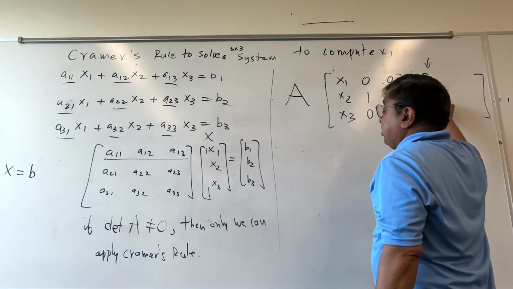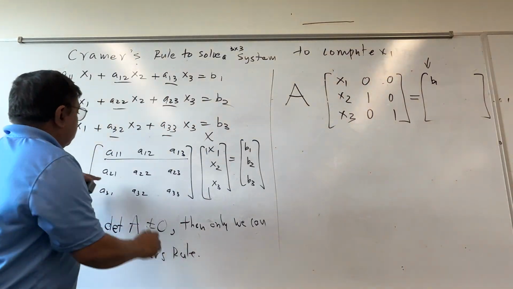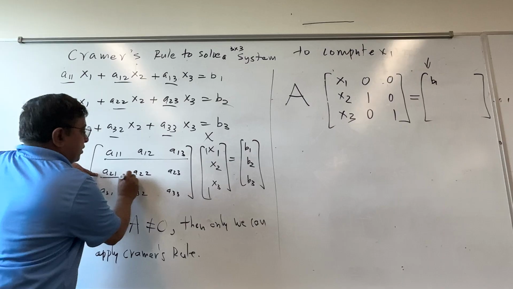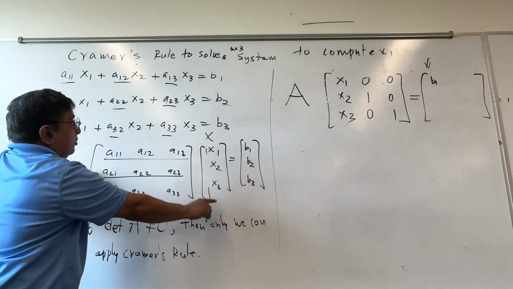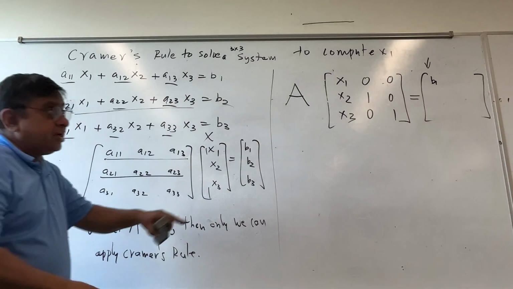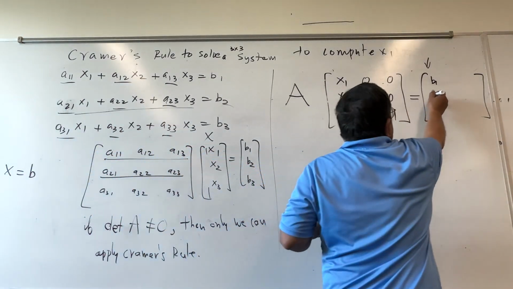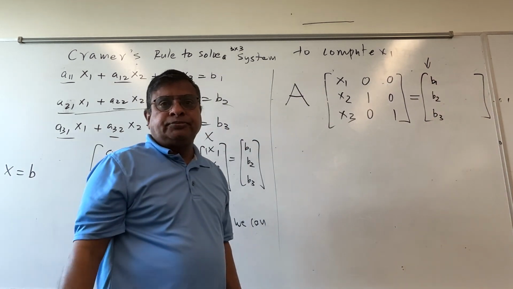What's the second entry here? First column, second row. You've got to take the second row here, column there. If you multiply those, you get the left-hand side of this. That's your second entry here, which is same as B2. Likewise, the third entry is B3.